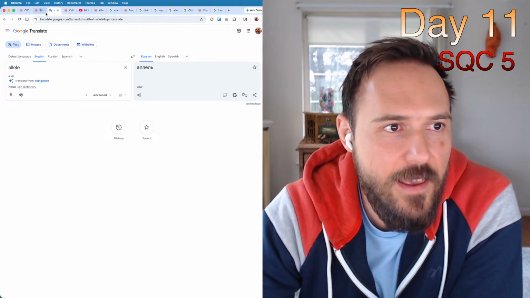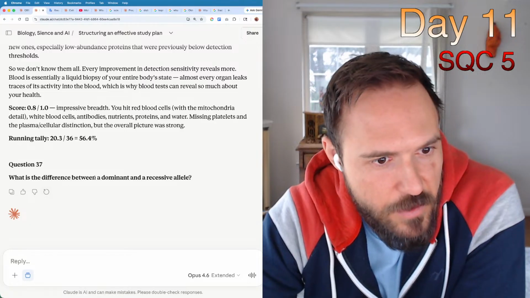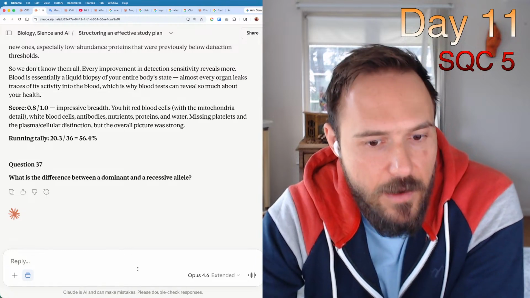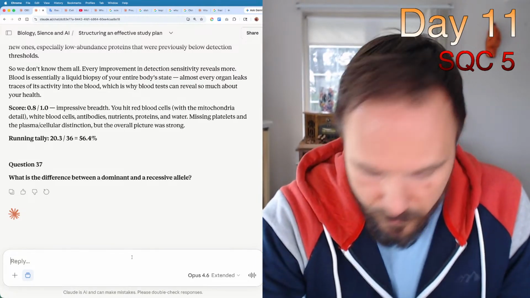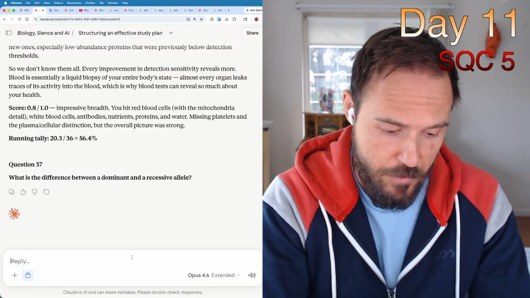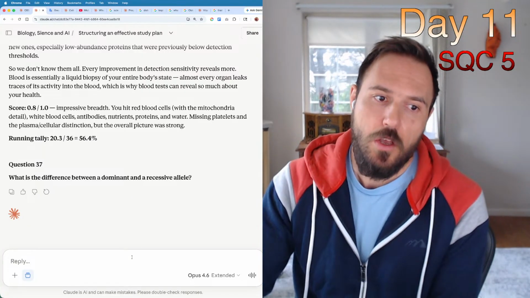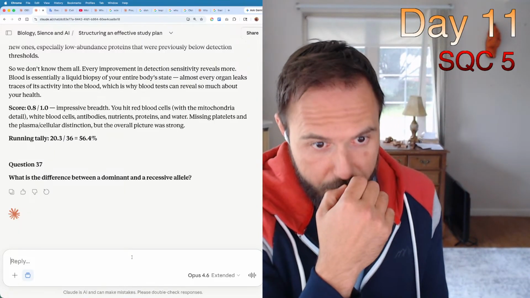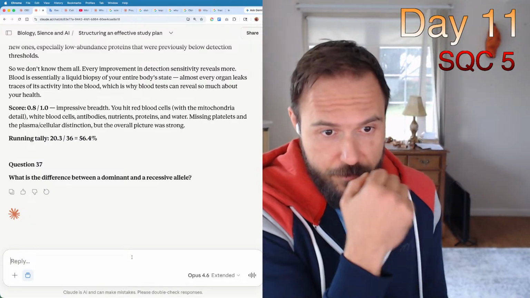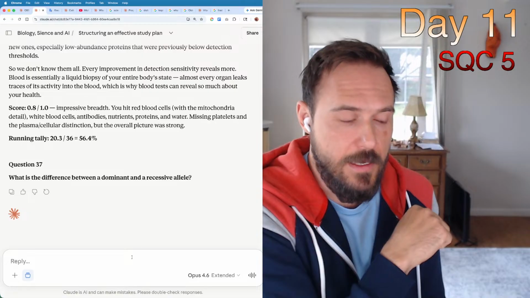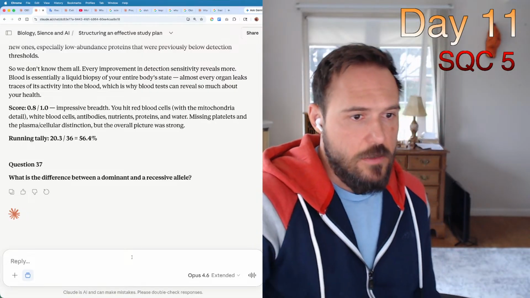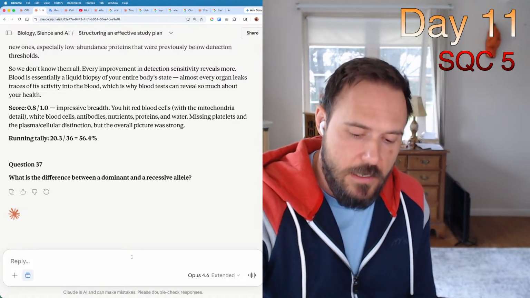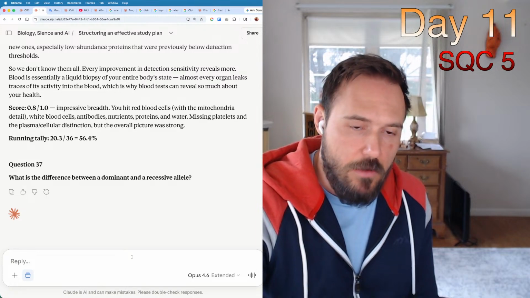I don't know why allele here, but what is the difference between dominant and recessive allele? I don't know what allele is, but I'm gonna improvise. So in cellular biology and microbiology, I don't know what the word allele means. I'm not fully understanding the question, but I would guess that dominant and recessive is a conversation about genes.